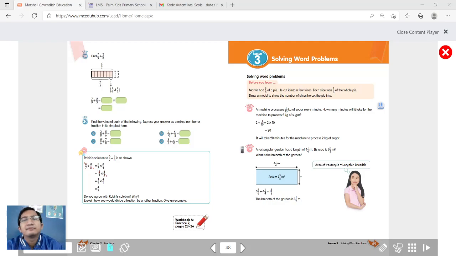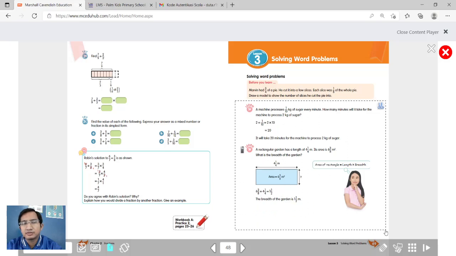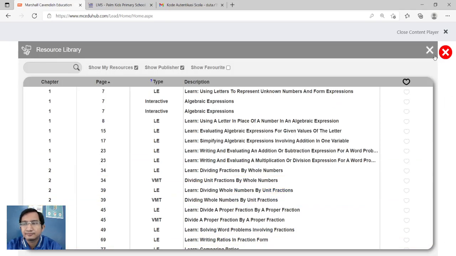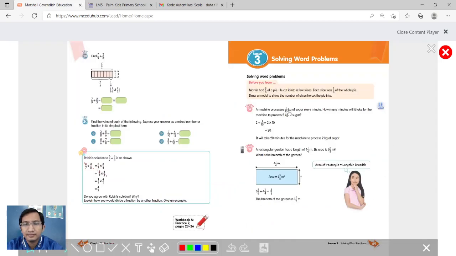Okay, class, please open your pupils book, page 49. On page 49, you will see that when you have to solve word problems, we may use a calculator because it makes our lives easier. Now, based on what you see, the first one is learn 1A.